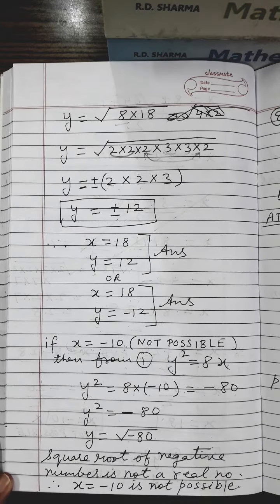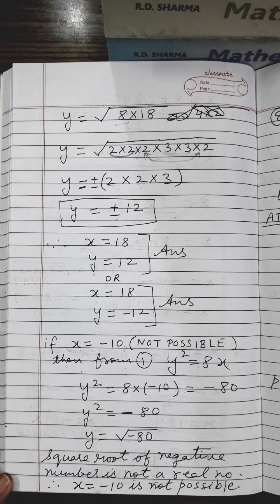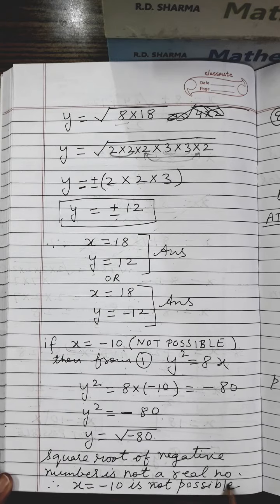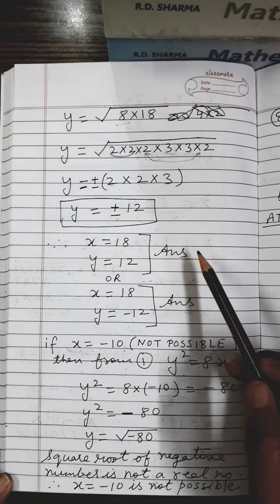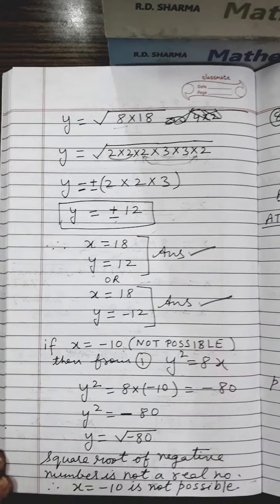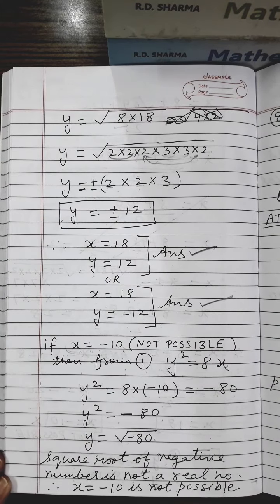Now what do you see here? You are getting a negative number inside the square root sign, and you know that the square root of a negative number is not a real number. So that is why we say that x equals minus 10 is not possible. So what are your final answers? This one and this one. I hope children it is clear to you. Bye bye.